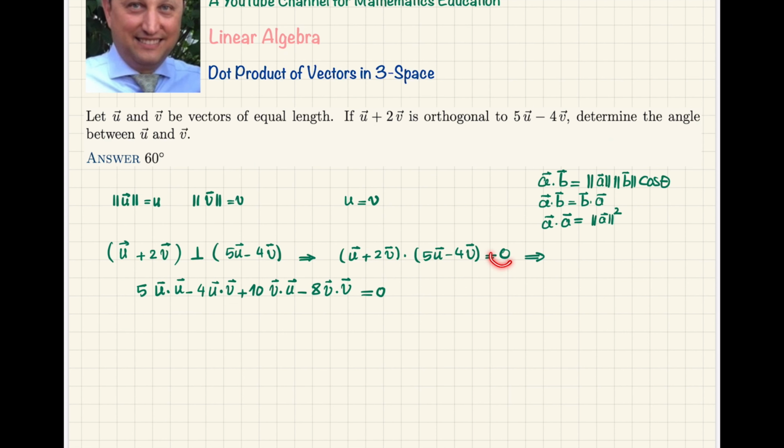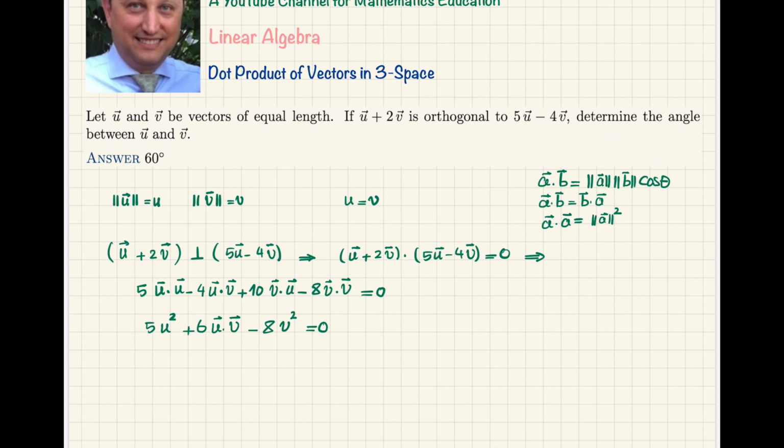So this is supposed to be 0, so I put this here. This is just norm of u squared, but I told you that I will write simply u for norm of u. So this becomes 5u squared. And then because of commutativity, these two are the same. I have 10 of them minus 4 of them, so it becomes positive 6 u dot v. And then I will have minus 8 norm of v squared, which is simply written as v squared.